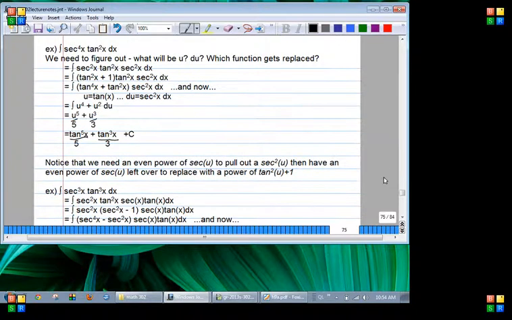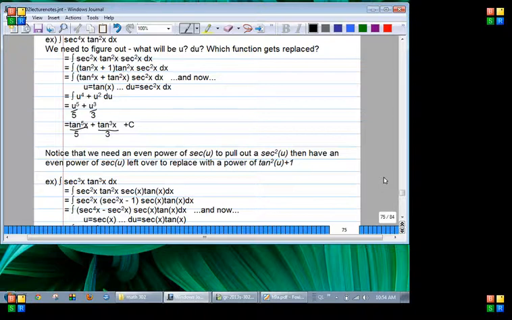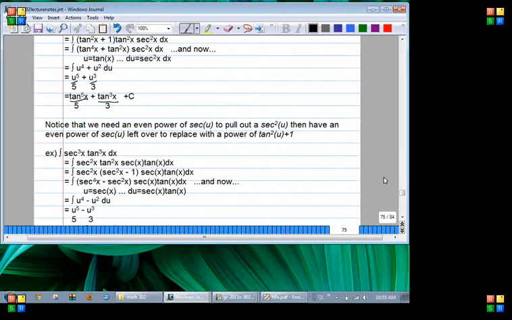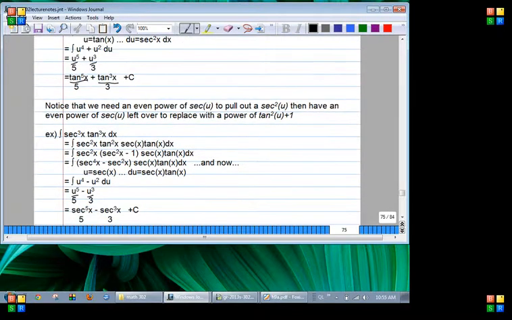And now we can multiply that out. You get secant to the 4th x minus secant squared x times secant x tan x dx. And now, what's your u? Secant x. What's your du? Secant x tan x dx. There you go. So you get the integral of u to the fourth minus u squared du, and that very simply is u to the fifth over 5 minus u cubed over 3, which is just secant to the fifth x over 5 minus secant cubed x over 3 plus c.